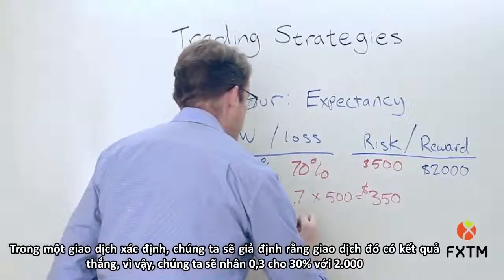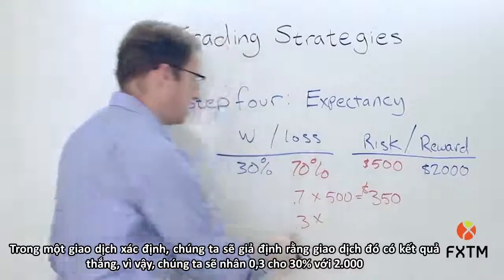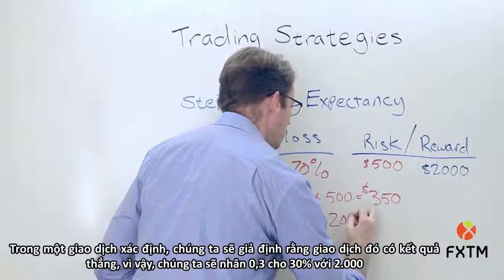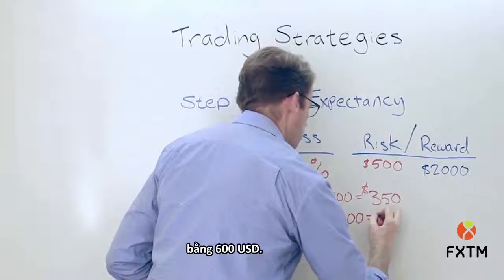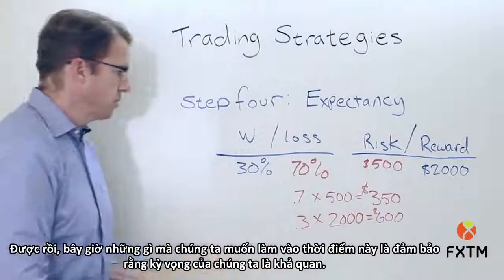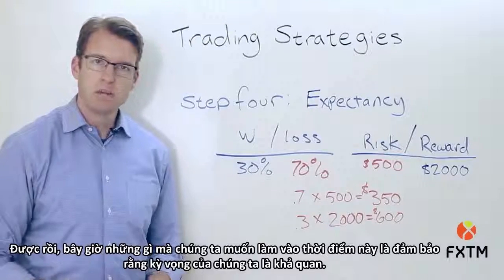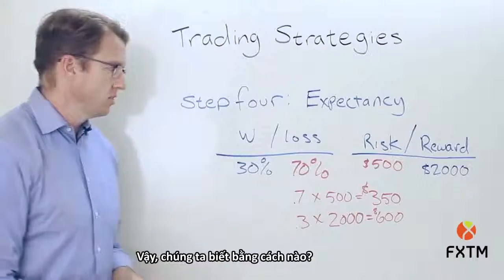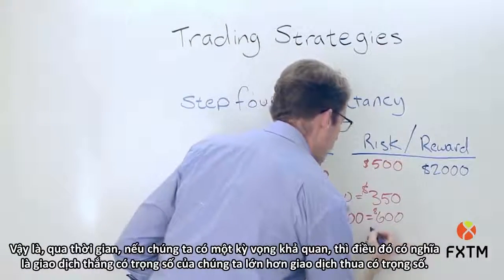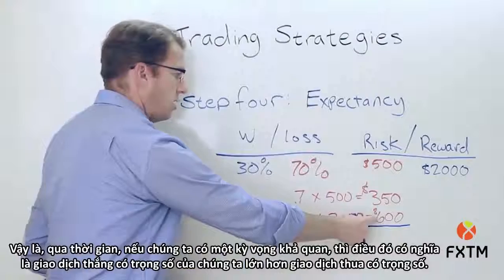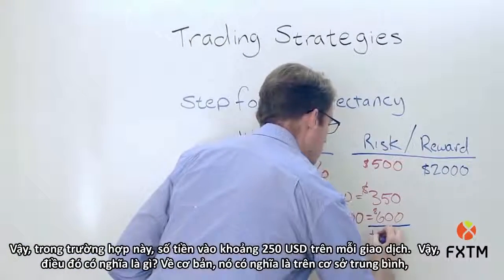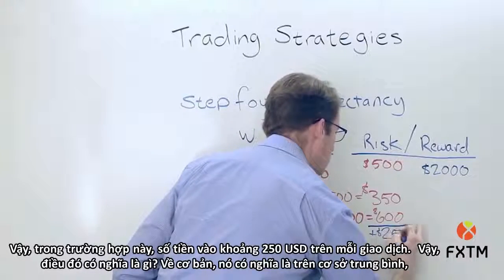Now in a given trade, we would assume the winners, so we multiply 0.3 for 30% times $2,000, which equals $600. What we want to do at this point is make sure that our expectancy is positive. So how do we know? All we need to do is net these two numbers out. Over time, if we have a positive expectancy, that means our weighted winner is larger than our weighted loser. In this case, it is to the tune of about $250 per trade.